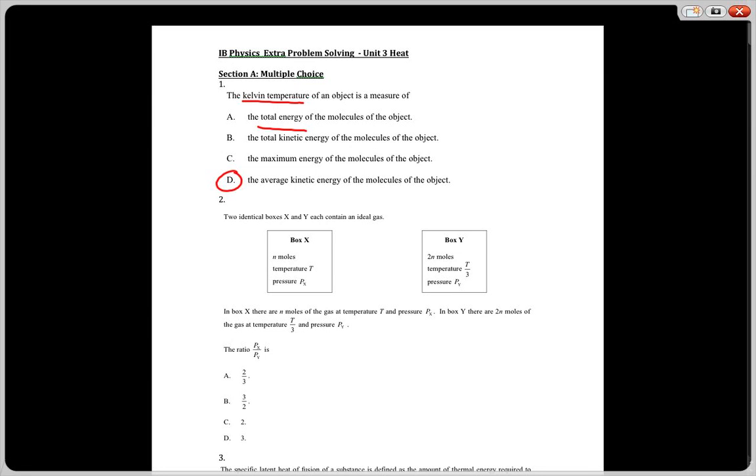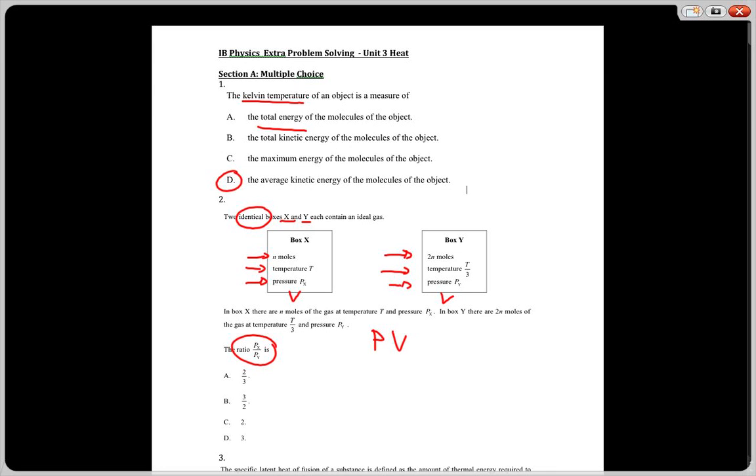Okay, going to 2, we have two identical boxes X and Y, each contain an ideal gas. What is meant by identical boxes? Well, that means that the volume in each case is going to remain the same. So we're looking at the ratio of px to py. We are told that there are n moles here, the temperature is T and the pressure is px. And here you've got 2n moles, the temperature is T over 3 and your pressure is py. And you're looking at that ratio.